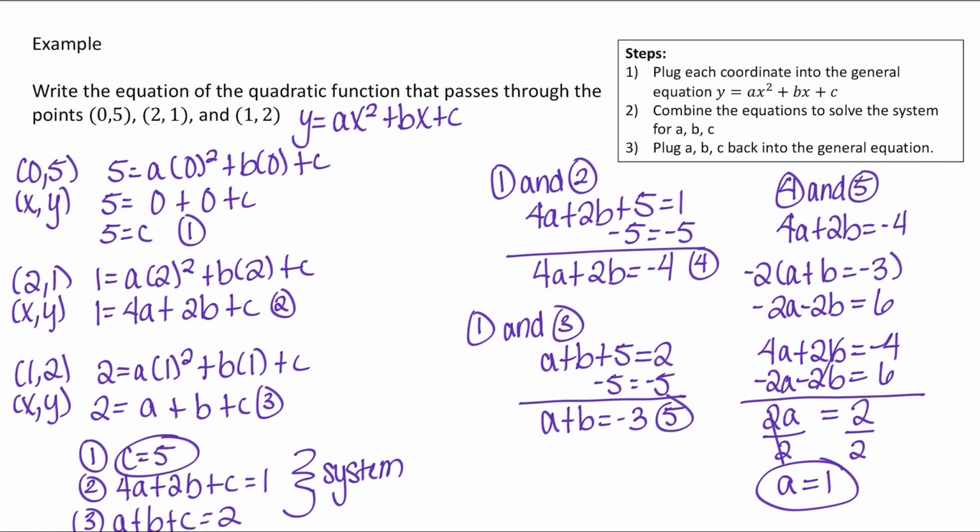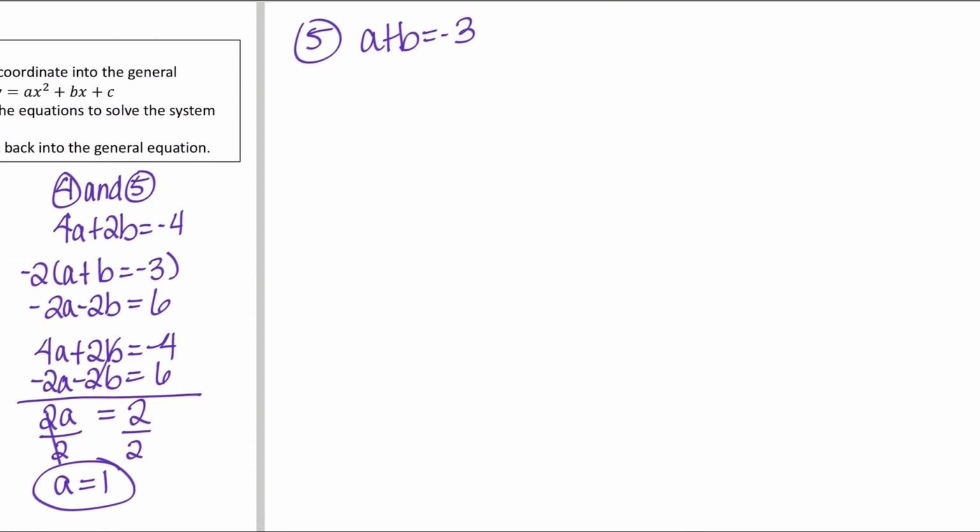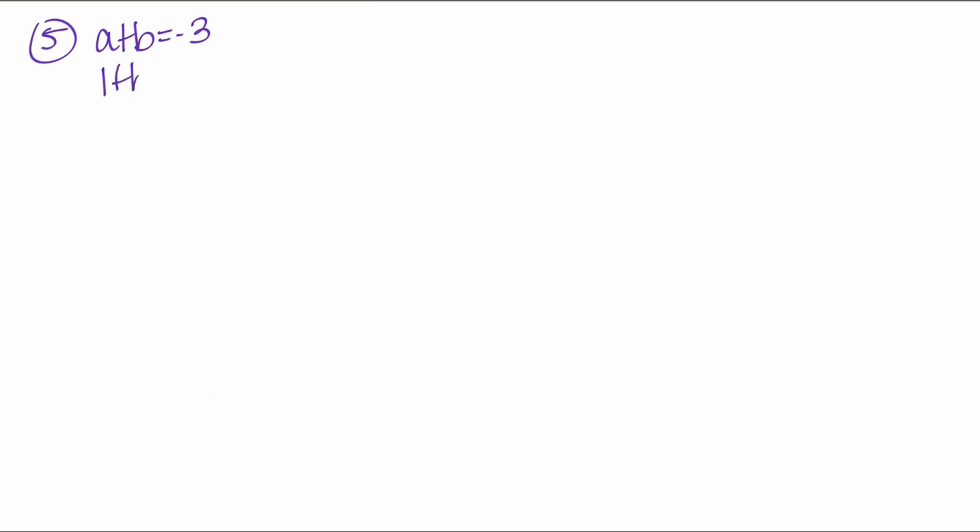So equation 5 tells me that a plus b equals -3, right? That's what I have right here. And I'm going to plug in a equals 1. So I have 1 plus b equals -3. I'm going to subtract 1 from both sides to solve for b, so that gives me b equals -4.